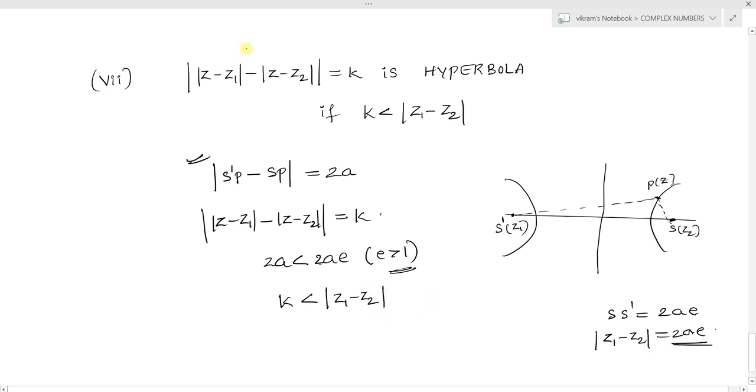So now, if any given complex number equation is mod of z minus z1 minus mod of z minus z2 equals some constant, check whether this constant is greater than or less than the distance between z1 and z2. If it is less than the distance between z1 and z2, then we can say that the locus of the given point z is a hyperbola. Okay, I think you understand these concepts, and in the next lecture we will analyze these concepts with examples. Thank you very much.